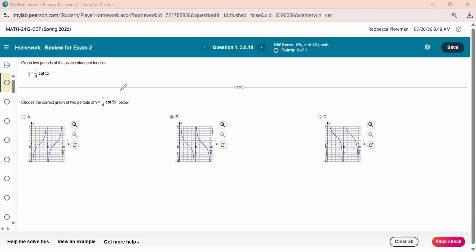All right, so welcome to the review for your exam two. First thing we're going to look at is just graphing your tangent, cotangent, cosecant, and secant functions. What's going to help us here is just knowing your basic shape.